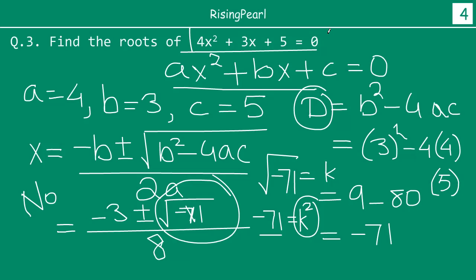So I just wanted to highlight to you that there are quadratic equations where, if the discriminant, or b square minus 4ac, is a negative number, as is the case here, then there are no real roots for such quadratic equations. So let's see if we want to do one more question.